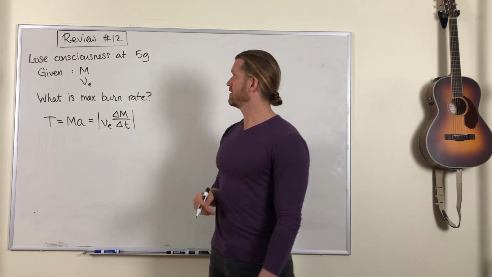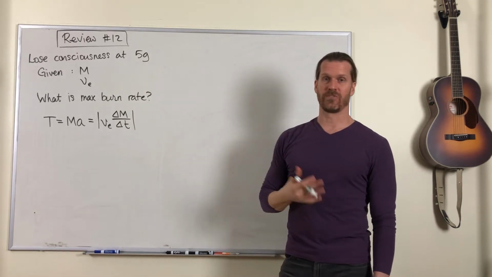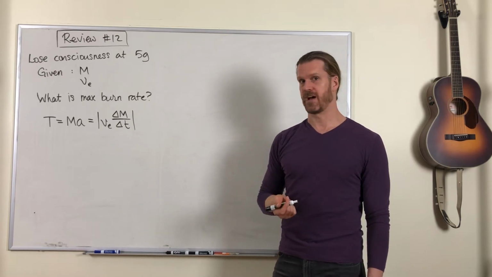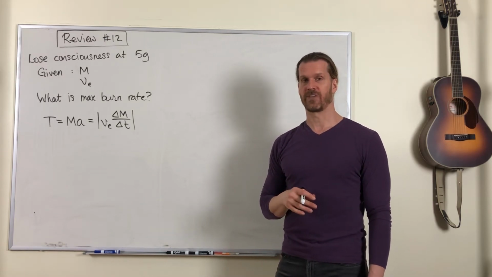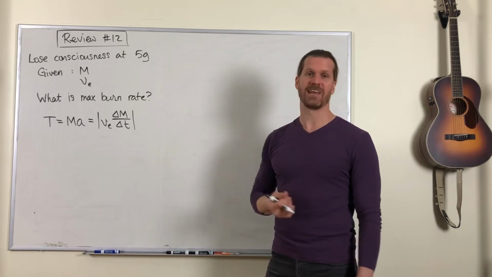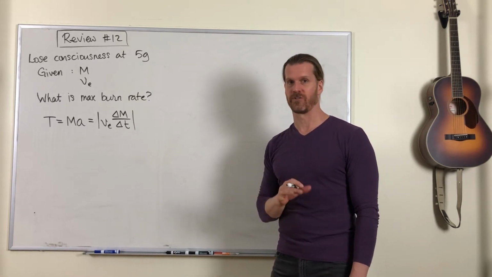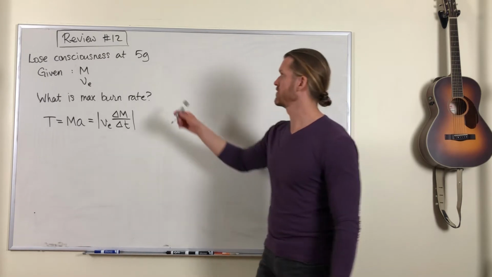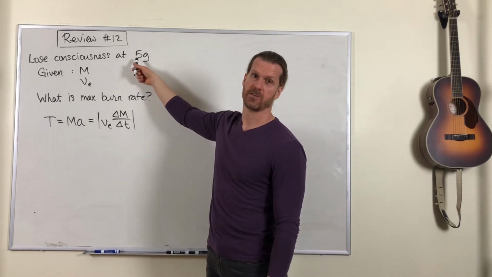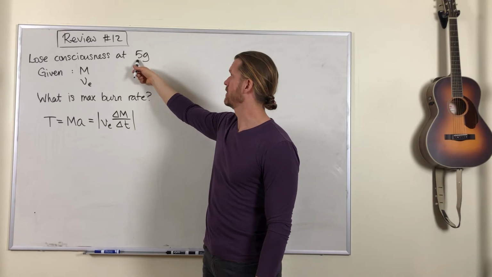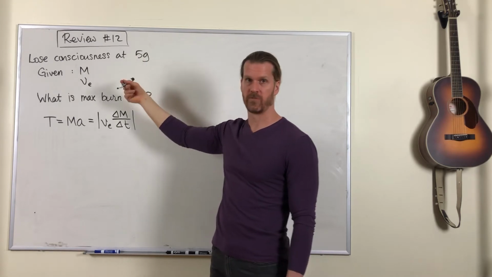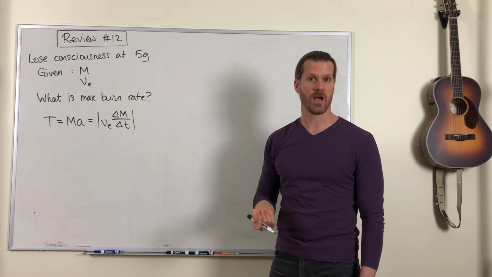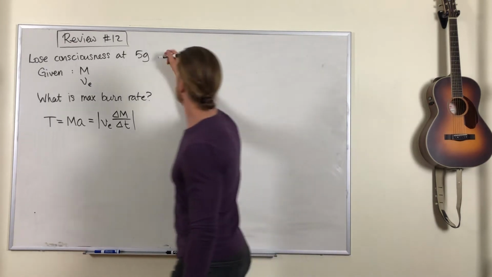So humans can withstand sustained accelerations of about 5g for several seconds. Instantaneous accelerations can be larger if it's like a tenth of a second or something, but sustained accelerations a few g, like maybe 5g. This means 5 times 9.8 meters per second squared, or 49 meters per second squared.